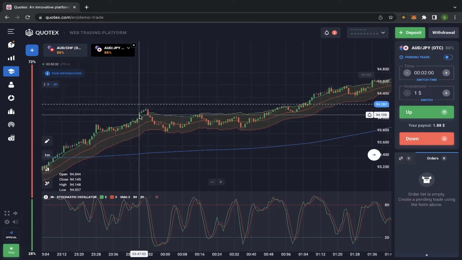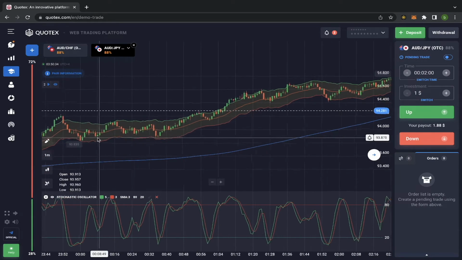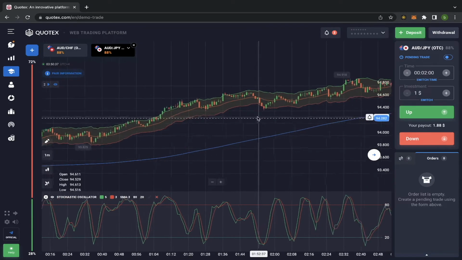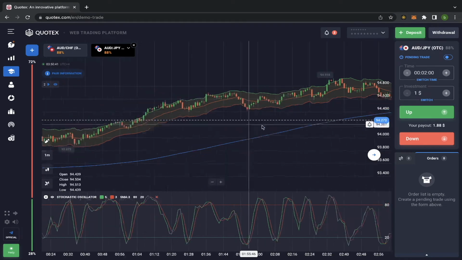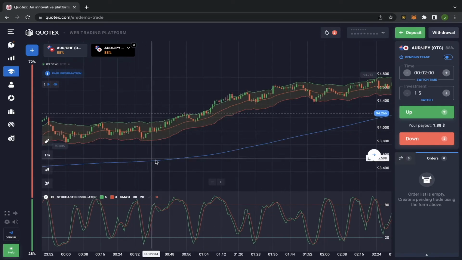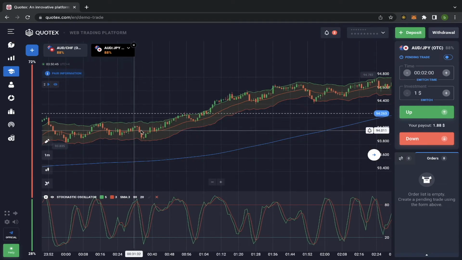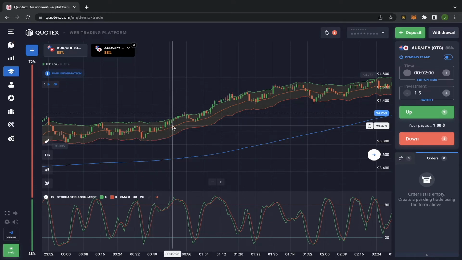That's why whenever the candles are above the moving average, only look for the breakouts that happen at the bottom. You can see this is a clear win. You would have easily won this trade. So whenever the candles are above the moving average line, wait for the candles to break out at the bottom and look for a buy position.